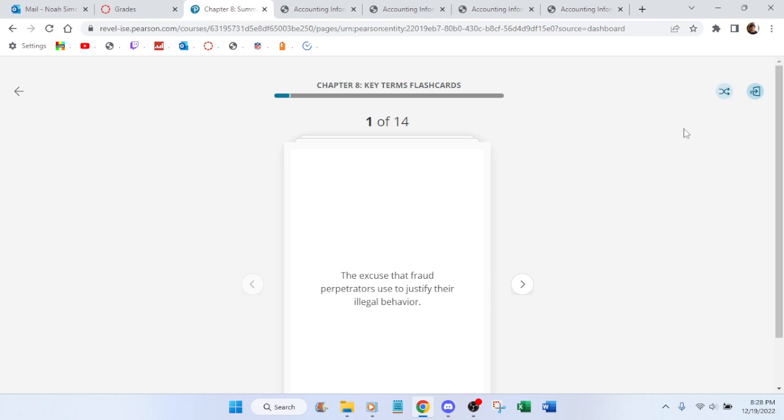The excuse that fraud perpetrators use to justify their illegal behavior. Rationalization. Theft of company assets by employees. Misappropriation of assets.